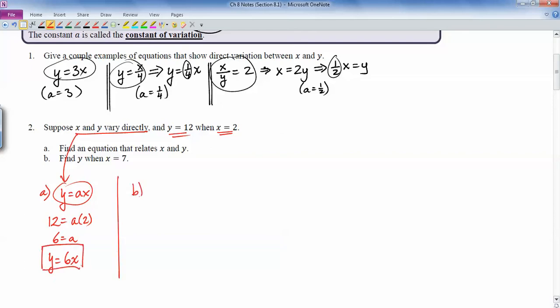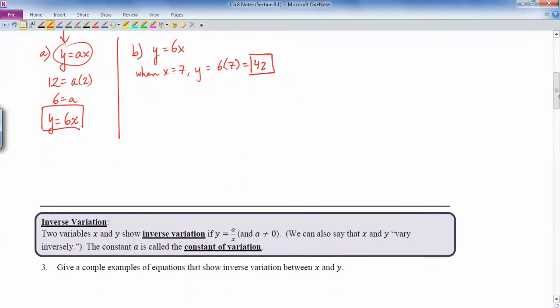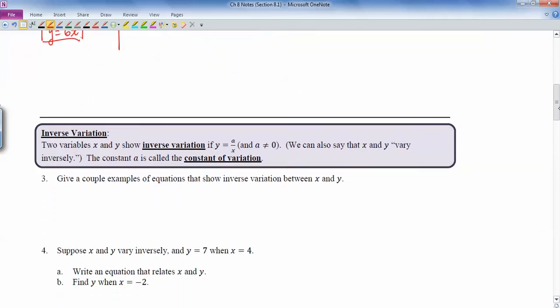Then for B, we can use that equation. We know y equals 6x now, and it says find y when x is 7. So when x is 7, y is going to be 6 times 7, which is 42. So that's our answer to B. All right, let's keep going. Okay, so that's the review of direct variation. We'll come back to it in a little bit.